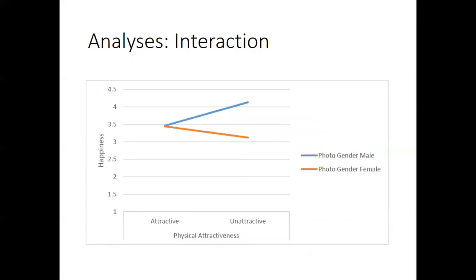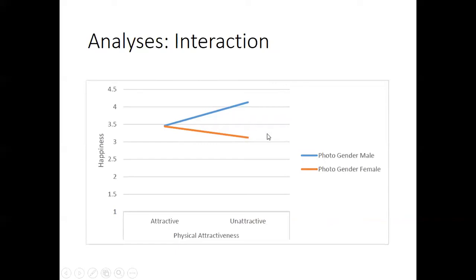But of course, we also had a significant interaction effect. And so this is kind of interesting. We have our dependent variable, which is happiness over here. And then we have one independent variable, physical attractiveness. And then the other one is gender over here. And so what you can see is the attractive pictures were identical for males and females. But for males, the unattractive individual was rated as more happy than the attractive individual, whereas for females, the unattractive individual was rated as less happy than the attractive individual.